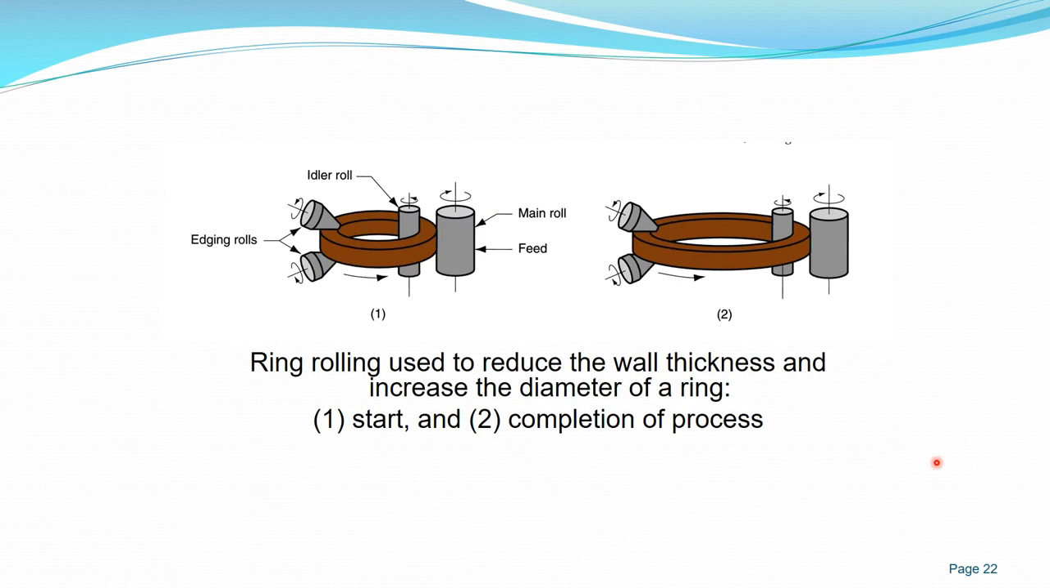So this is an example of ring rolling, which has the main roll, which is the feed, and the idler roll, which is idle, and the edging roll, to have a better surface finish and to maintain the dimension of the edge, because as you know, the volume will still be the same. So this idler roll would feed, and from this smaller diameter we can have a much larger diameter, and this would be the direction of the rotation. Ring rolling is used to reduce the wall thickness at the expense of an increase in the diameter of the ring. Number one is the start, and two is the completion of the process.